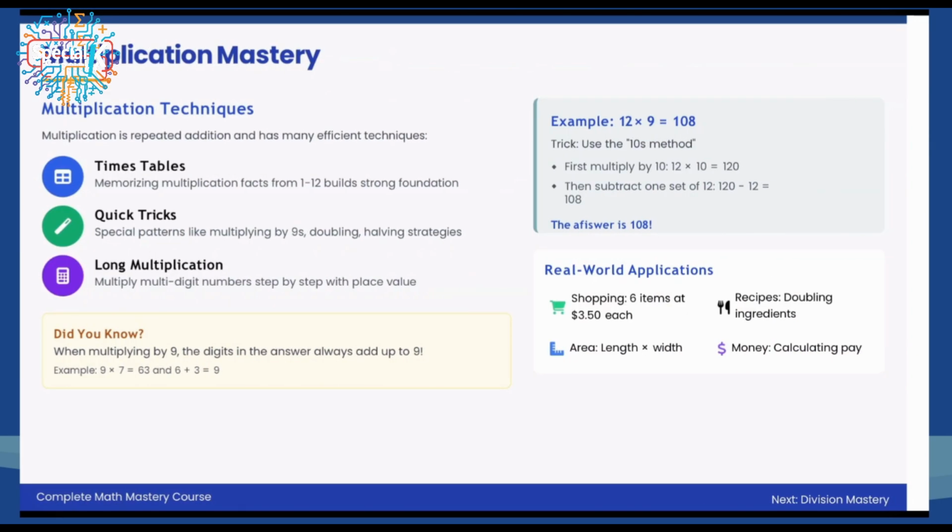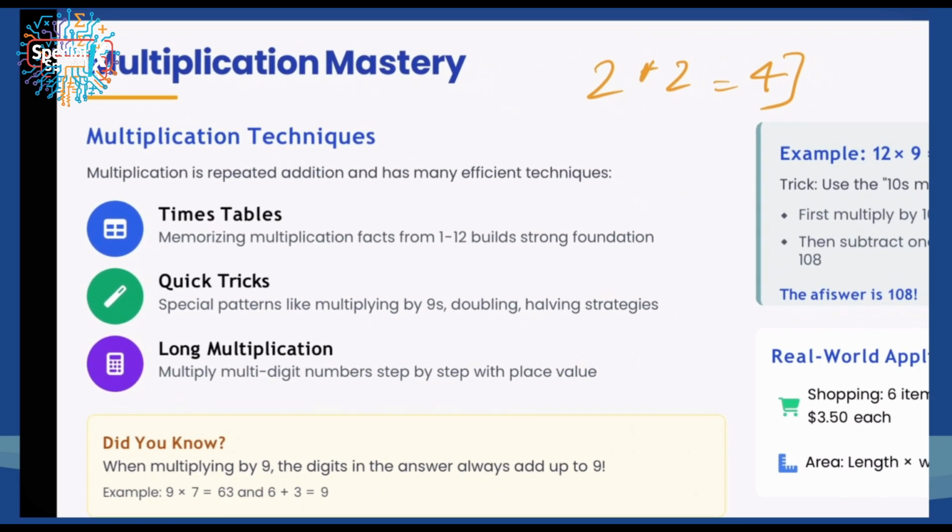So let's talk about multiplication. What does it mean when we are talking about multiplication? Obviously, the very first thing: 2 multiplied by 2 is equal to 4. A very basic thing of multiplication. So what does it mean by multiplication, by the way?